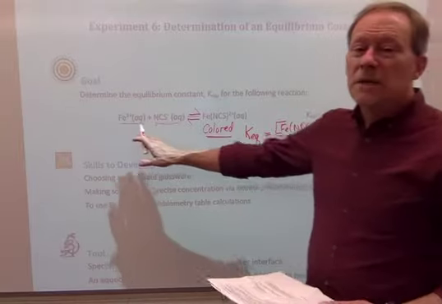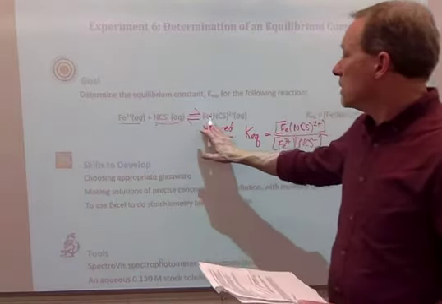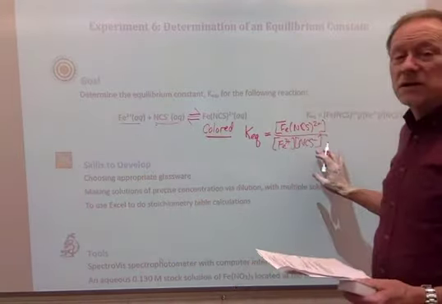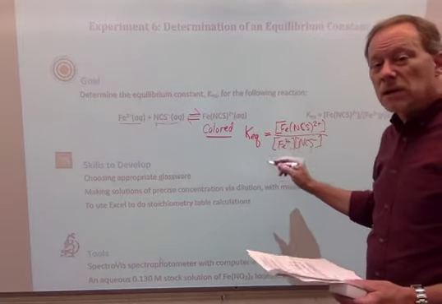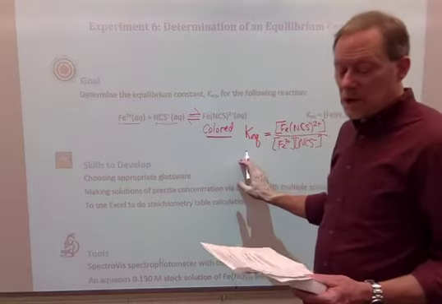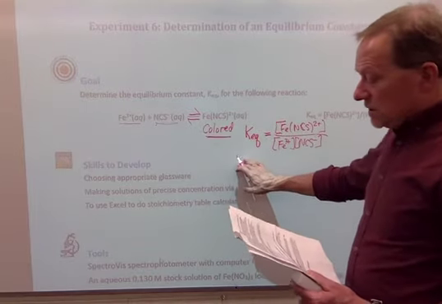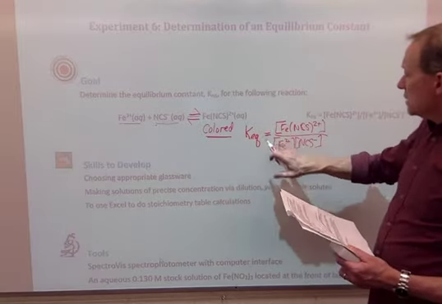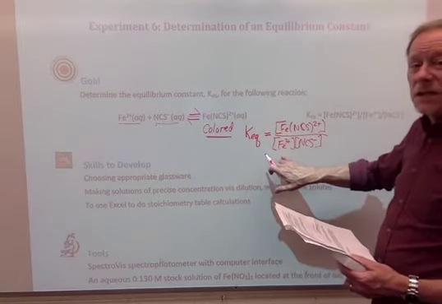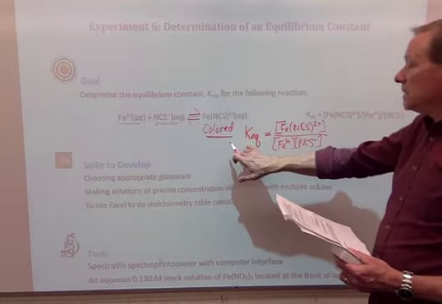And because the stoichiometric coefficients are all 1 in our equilibrium, then these concentrations are all to the power of 1, and it makes for a simpler expression for the equilibrium constant. So we are going to be able to determine these 3 concentrations and be able to calculate an equilibrium constant.